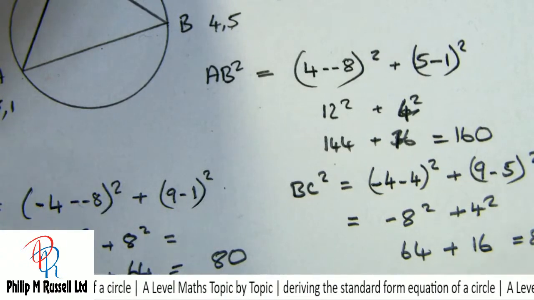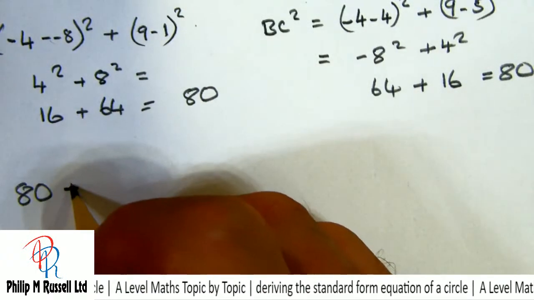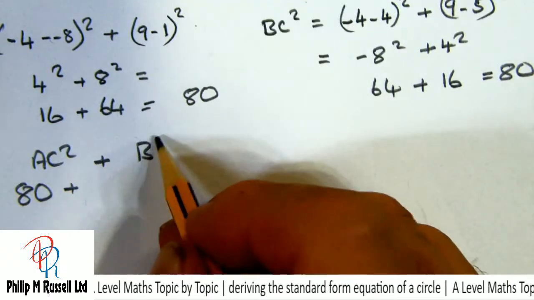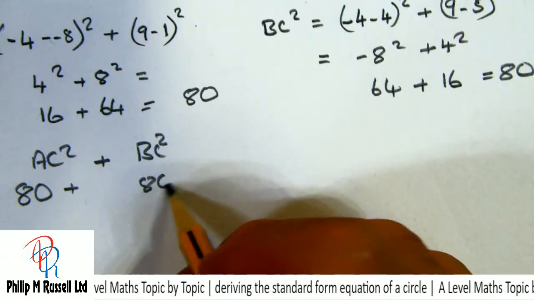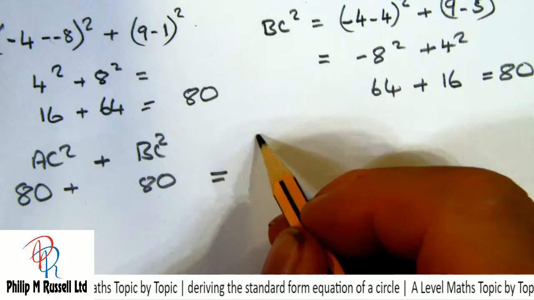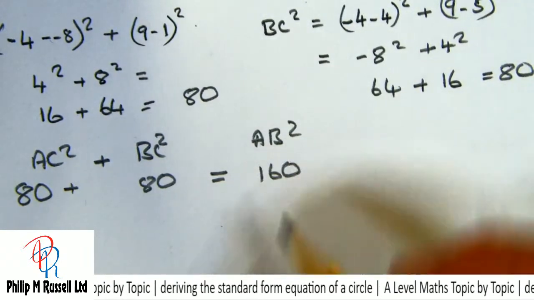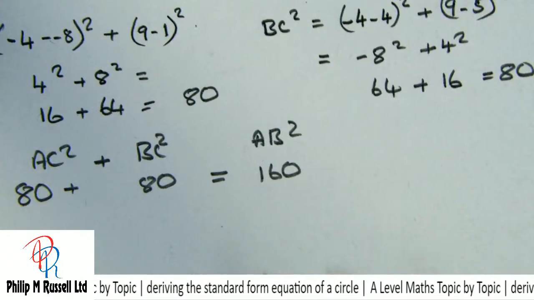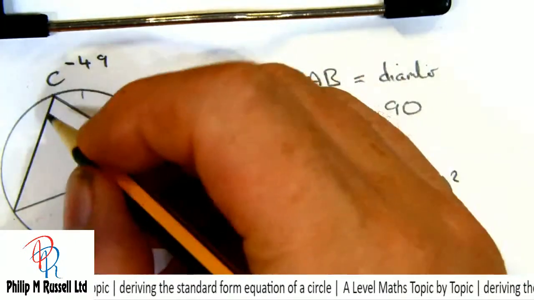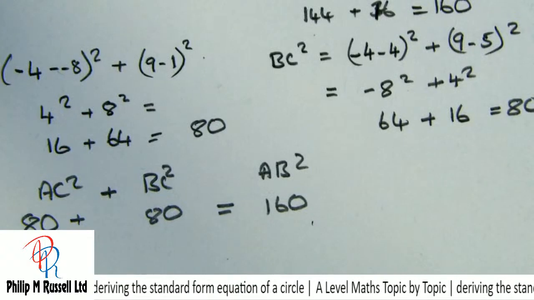And so we've got from that and the other one, I can say that AC squared, which is 80, plus BC squared, which is 80, is going to equal AB squared, which is 160. So they add up. So the triangle is a right angle triangle. Doesn't look like it. And I have now managed to work out that AB is a diameter.